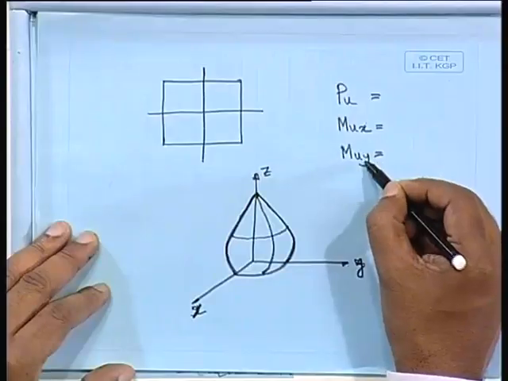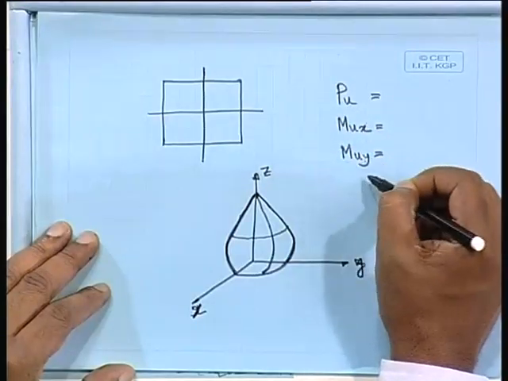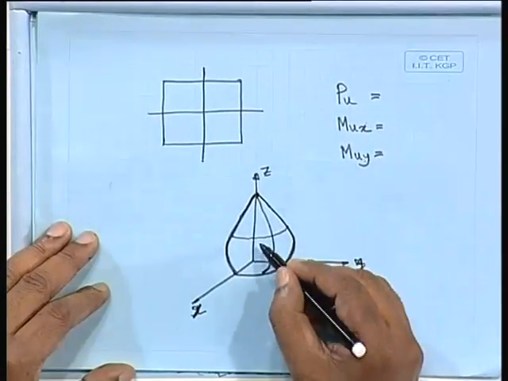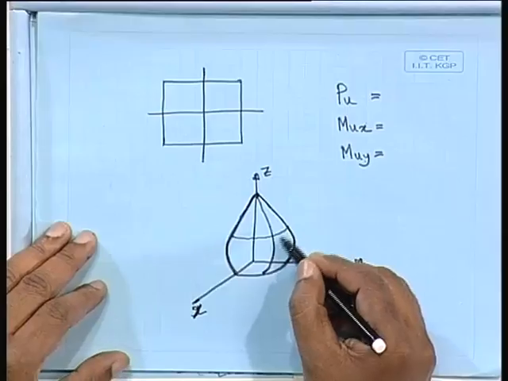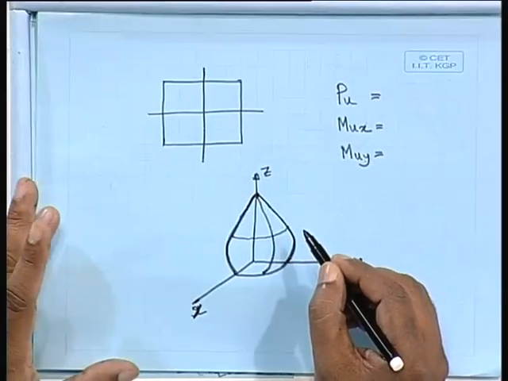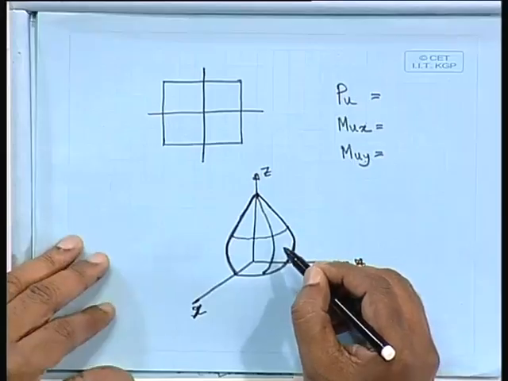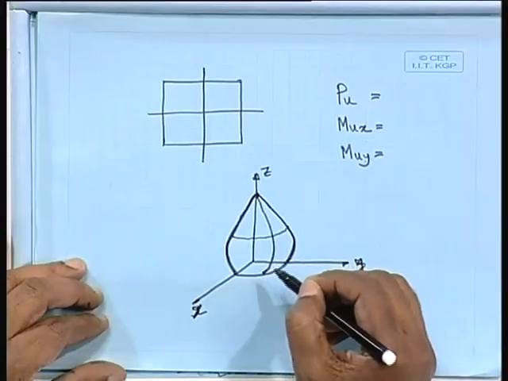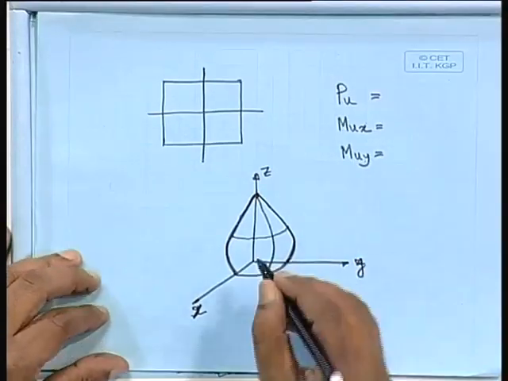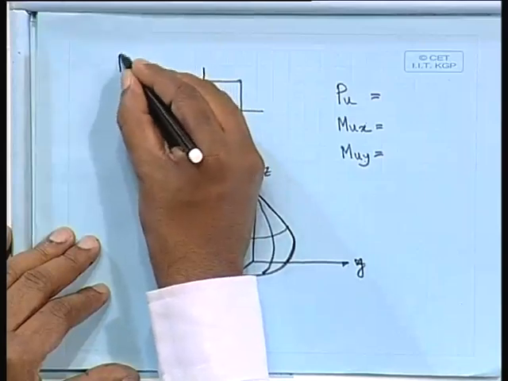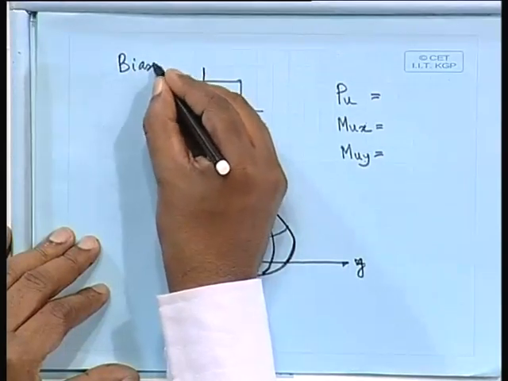So, when you get that, now if you know Mux, Muy and Pu, there are 3 parameters now, and I have to find out a section along with the area of steel, so that I can say the section is safe. For that what we do, so this is obviously biaxial bending. How shall we design it?